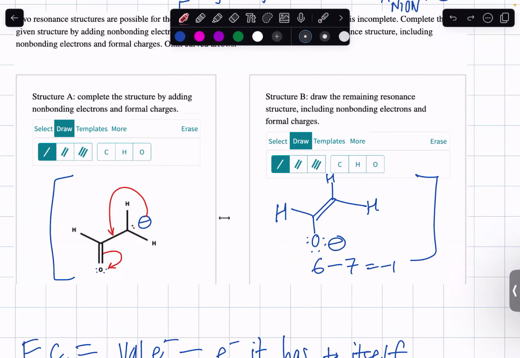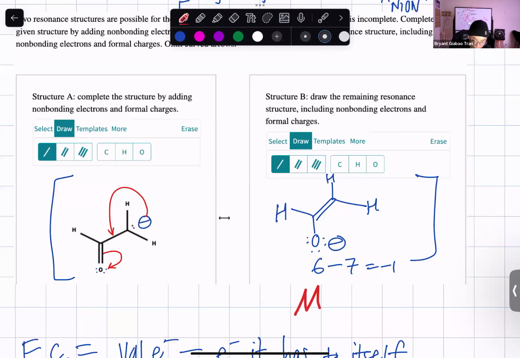Yep, the oxygen. So this will most likely be a type of question: which one is the major resonance structure? The major resonance structure is the right one. The minor resonance structure is the left one.